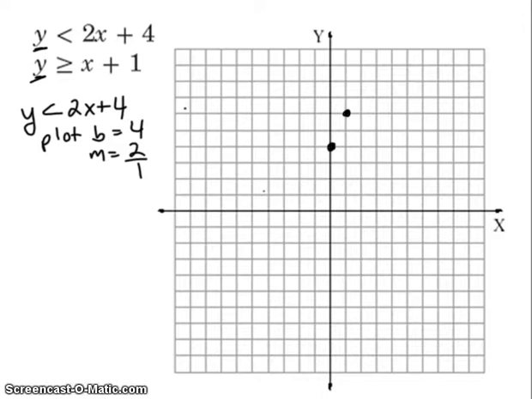Okay, let's look at the inequality. The inequality tells us whether we draw a solid line or a dotted line. In this case it's dotted because it's less than. It's not equal to, so it's a dotted line through these 2 points.